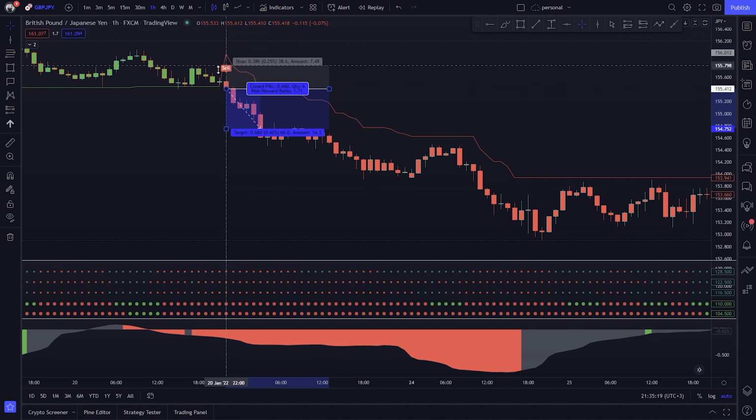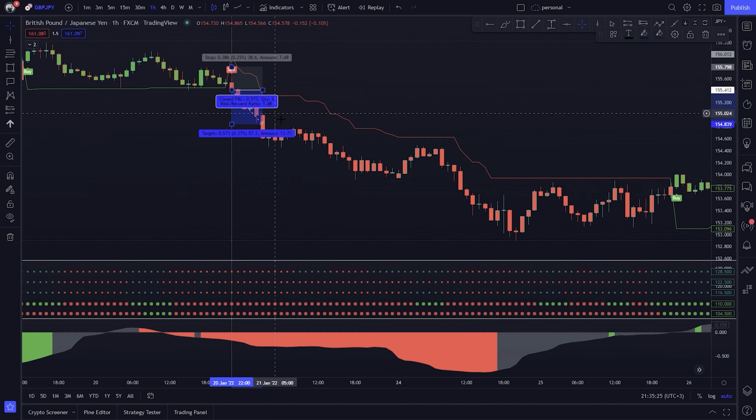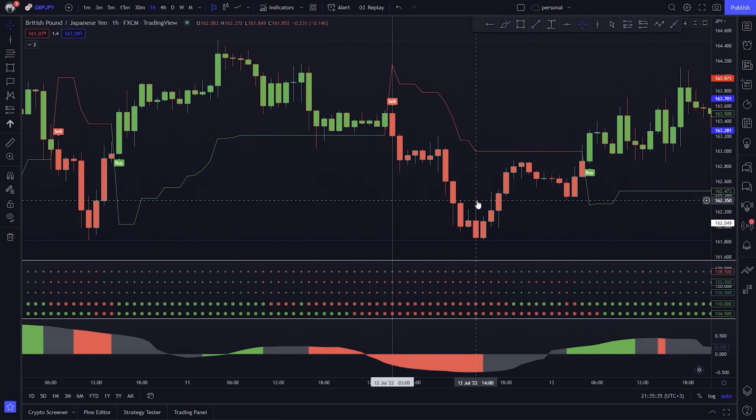Our stop loss must be above the recent swing high, and the risk to reward ratio will be 1.5. Here all conditions are fulfilled.